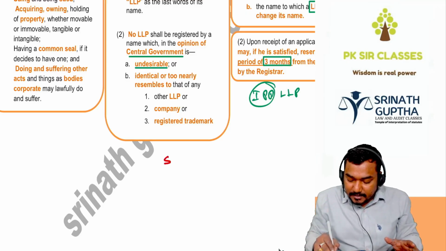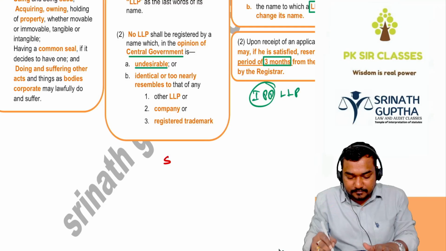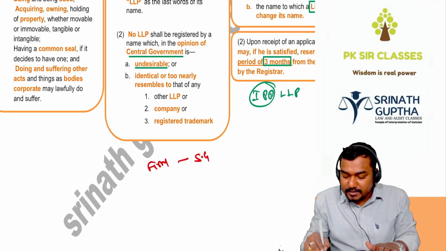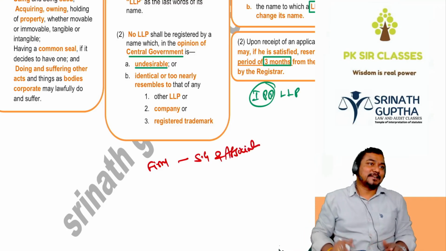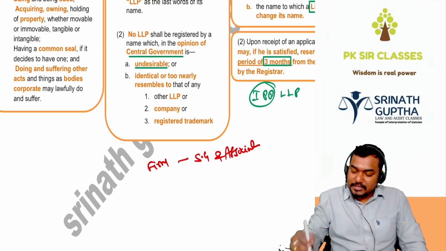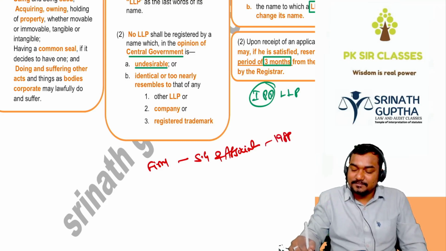One company is there, beta. One LLP is there. One partnership firm is there. SG and Associates. Santosh Ganesh and Associates. This was formed in 1988. When, beta?